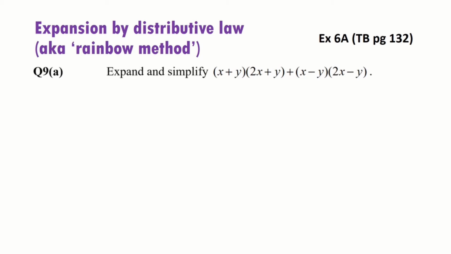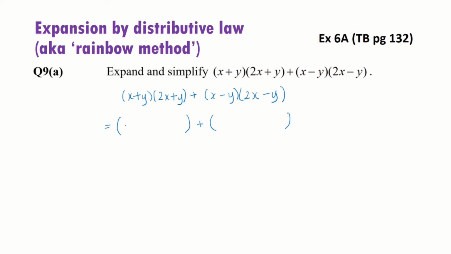Now taking a look at question 9a for exercise 6a, we have expand and simplify x plus y times 2x plus y plus x minus y times 2x minus y. So to actually expand and simplify this, we will also do our rainbow method. So I noticed that for some of you, when the question got longer, confusion seems to arise. Okay, so since we're dealing with the first pair of brackets, we'll put in our bracket here and then the bracket here. So it matches and corresponds.